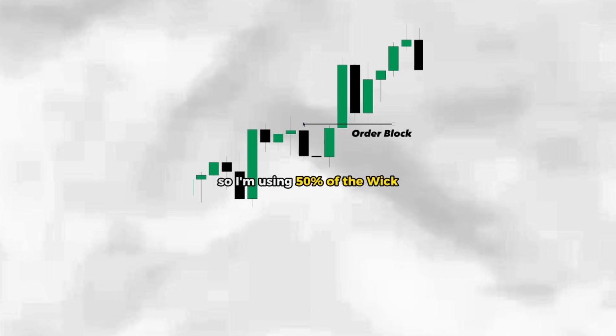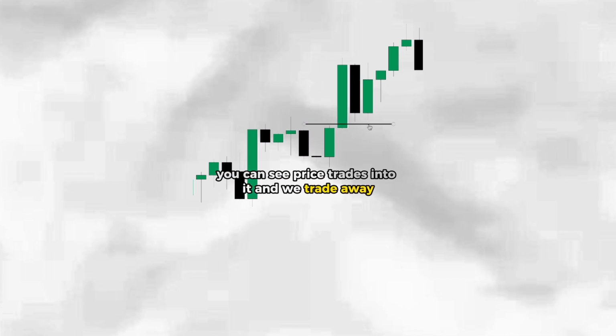This is going to be a trade breakdown on GBPCAD and how I made $3,000. Now let's start off on the daily chart. You can see that this candle right here was our order block. I'm using the wick, so I'm using 50% of the wick, draw it out in time, and you can see price trades into it and we trade away.